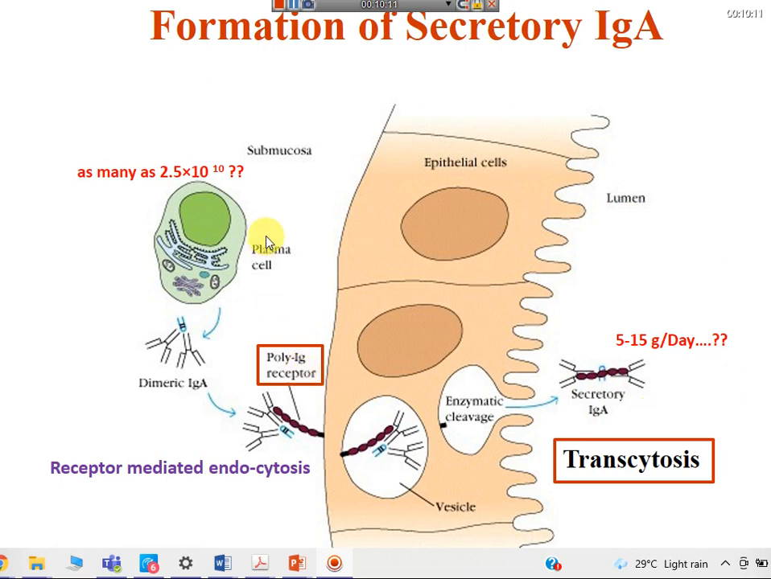This whole process of endocytosis, and traversing of this vesicle to the luminal side of the epithelial cells, and transport of this IgA dimer into the lumen, this whole process from here to here, it is known as transcytosis, because in a way it is traversing this epithelial cell, and the IgA dimer is getting transported out through the epithelial cells towards the lumen. So this process is known as transcytosis.